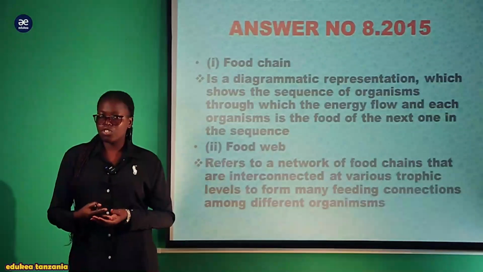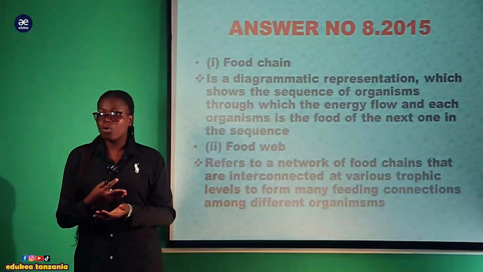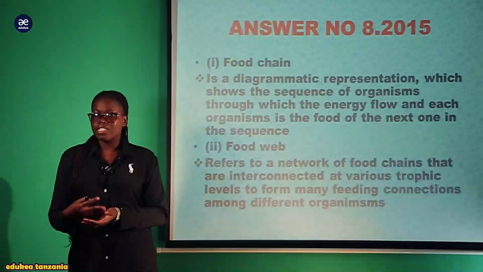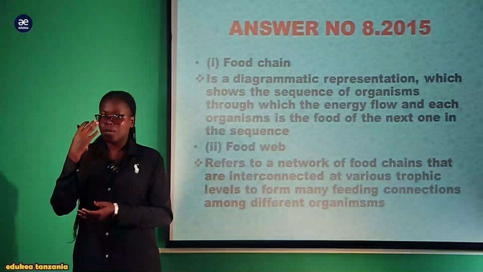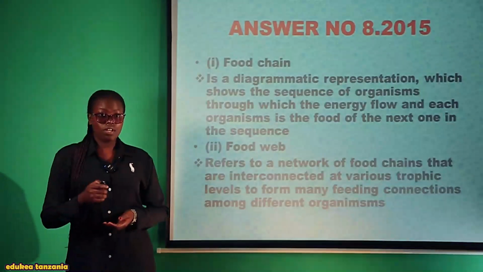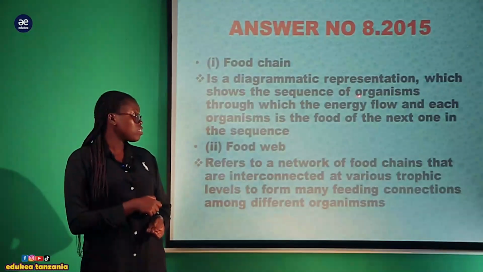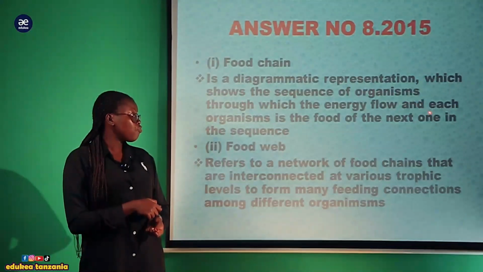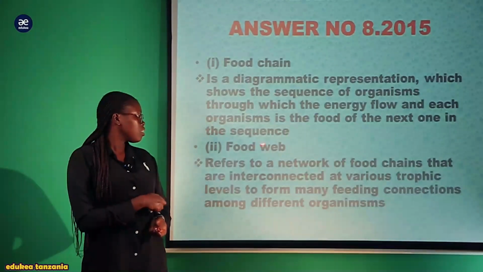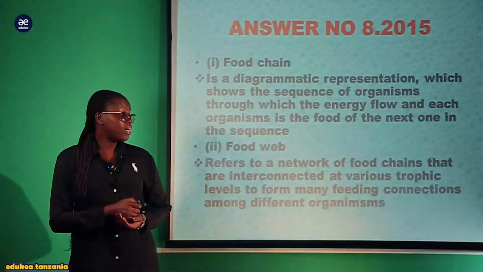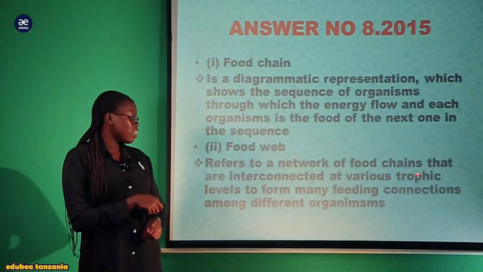Whilst when we talk about the food web, these are the feeding relationships which are formed by the interconnecting or combining of a variety of food chains to form a web-like diagram or picture. Take an example, the web of the spider. So the food chain is a diagrammatic representation which shows the sequence of organisms through which the energy flows, and each organism is the food of the next in the sequence. And the food web now refers to the network of food chains that are interconnected at various trophic levels.